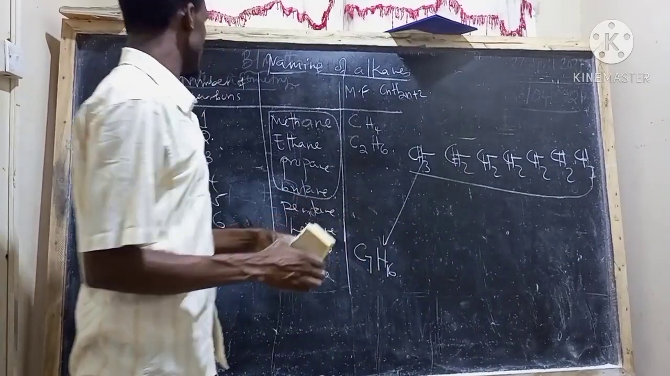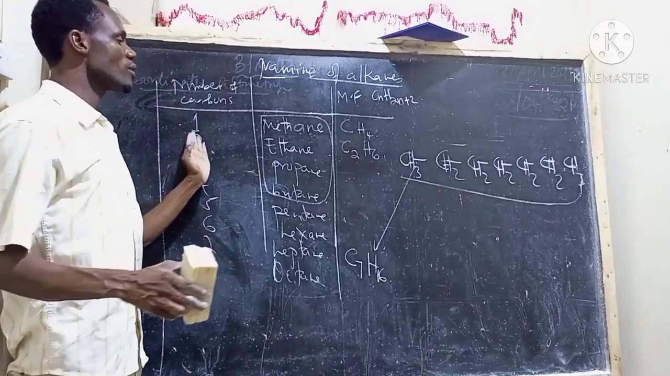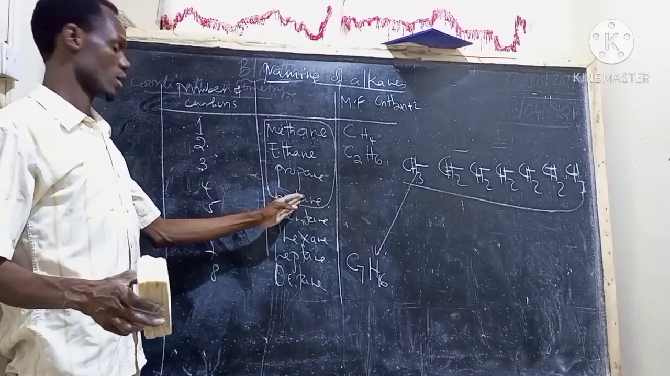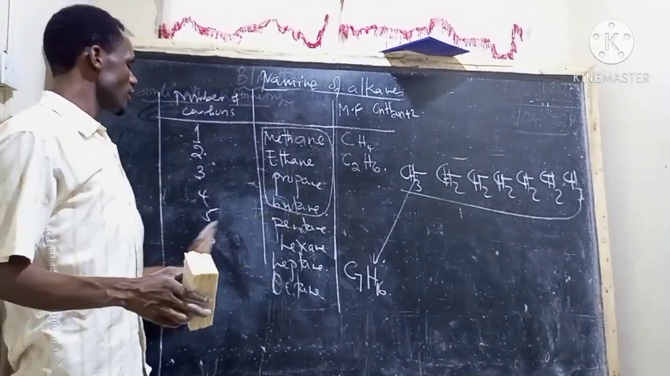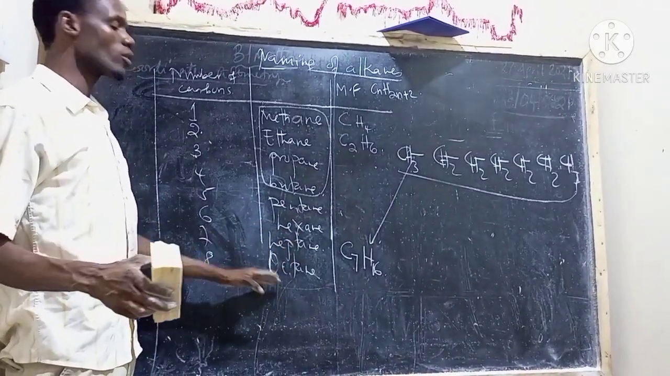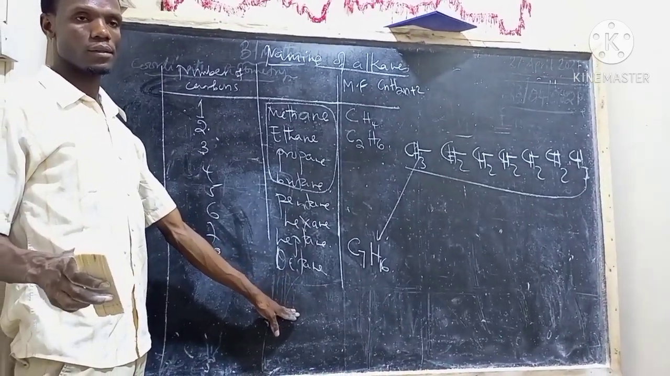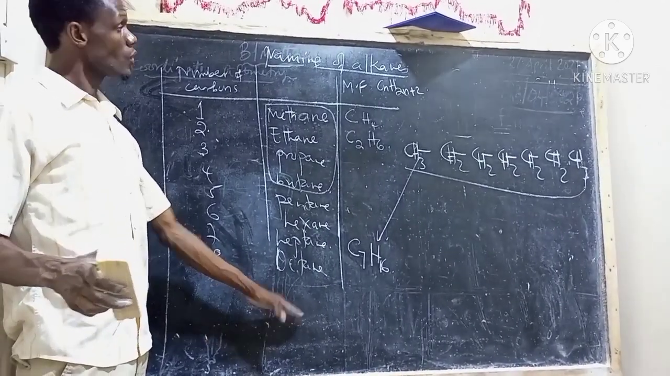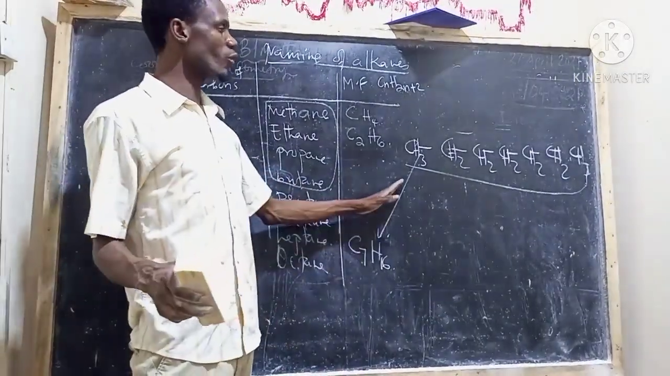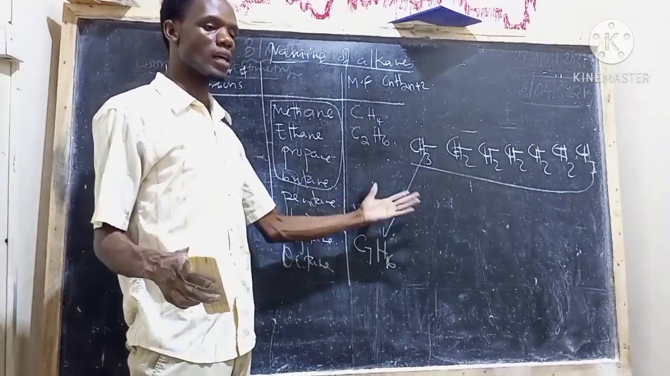So naming of alkanes in a simple way. The one with one carbon, methane. Two carbons, ethane. Three carbons, propane. Four carbons, butane. Five carbons, pentane. Six carbons, hexane. Seven carbons, heptane. Then eight octane, then nonane, then decane. So, this is how we name them. But not only naming that way, we have how to name those branched ones. We will discuss about those things.